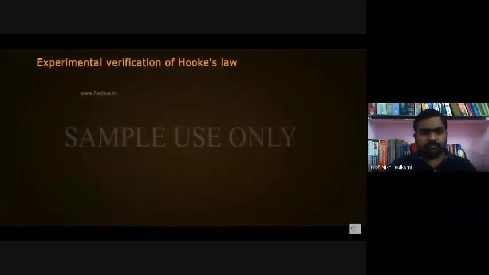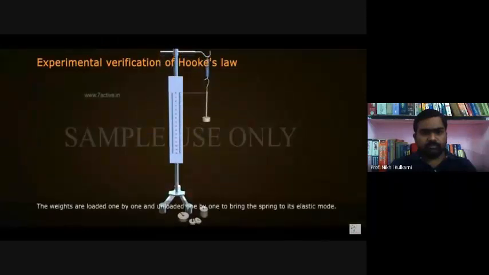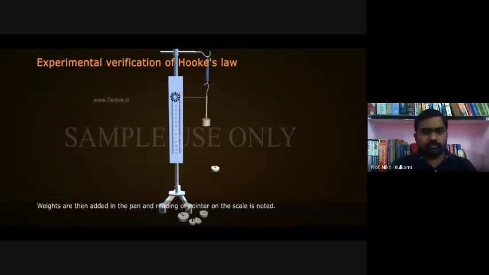Experimental verification of Hooke's law. The apparatus is set as shown above. The weights are loaded one by one and unloaded one by one to bring the spring to its elastic mode. Weights are then added in the pan and the reading of the pointer on the scale is noted.